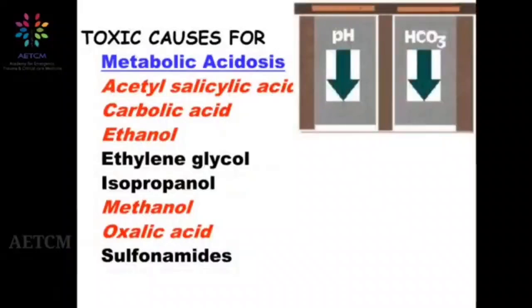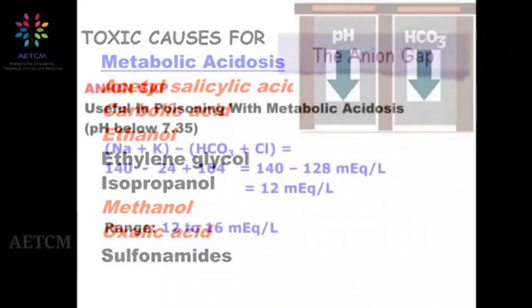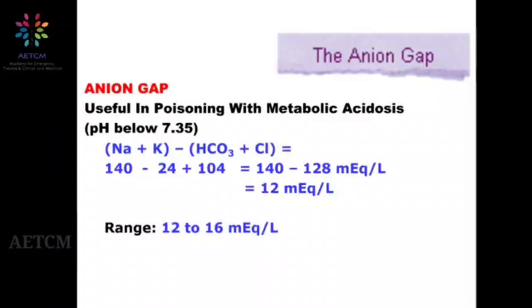Another very important thing from a clinical perspective is metabolic acidosis. Basically you have a low pH and a low bicarbonate in your blood gas. So what are the common causes of metabolic acidosis in the purview of a toxicological patient or a toxicological victim? You have your acetyl salicylic acid, you have carbolic acid, ethanol, ethylene glycol, isopropanol, methanol, oxalic acid and sulfonamides. The key thing here to remember is regarding the anion gap. Classically it causes a high anion gap acidosis.